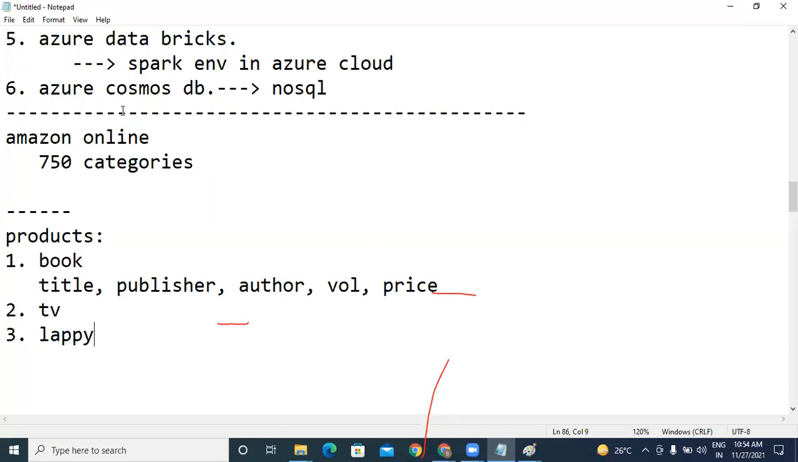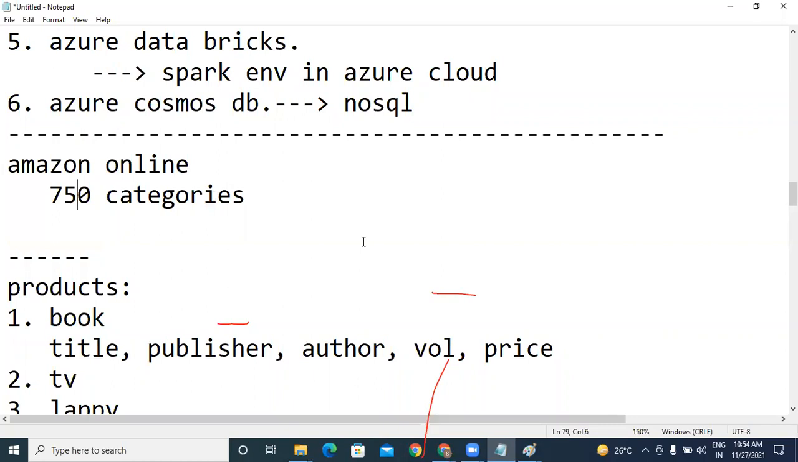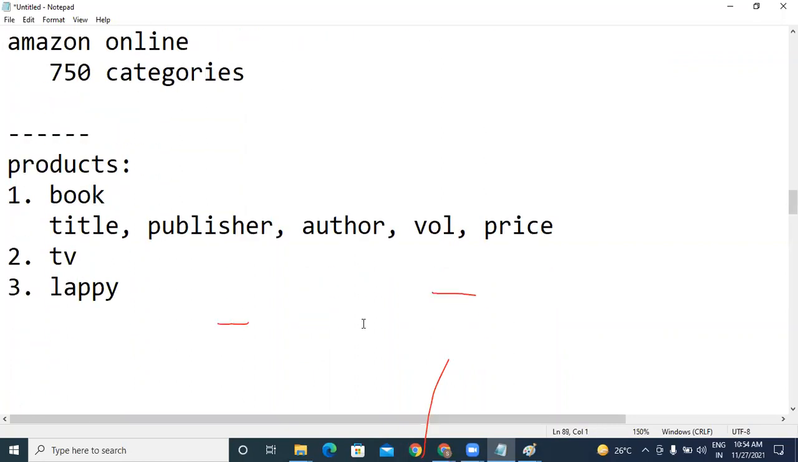In this way, if I have 750 different categories of the products, can I store these product details into one single table? Because record to record, your structure is changing. Understood? Columnar can also accommodate this type of thing. But actually, the best solution is not the columnar databases. The best solution for this is NoSQL document store databases, like MongoDB.